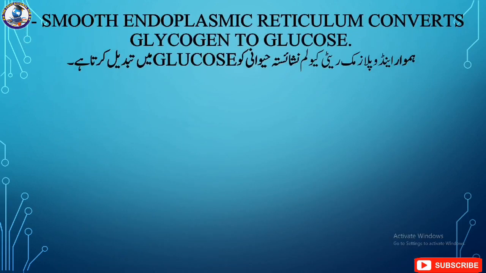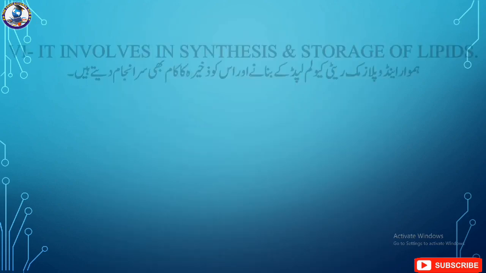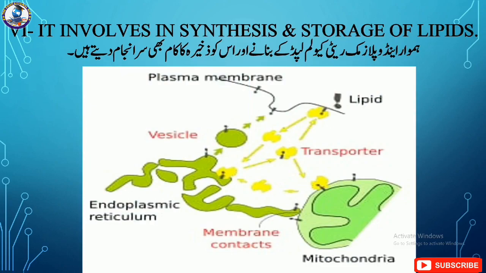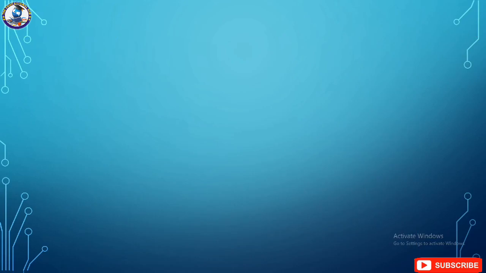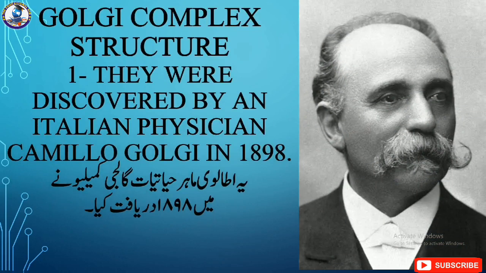Smooth endoplasmic reticulum converts glycogen to glucose and provides energy to the body. Smooth endoplasmic reticulum is involved in the synthesis and storage of lipids. Now moving towards the structure and function of Golgi complex.